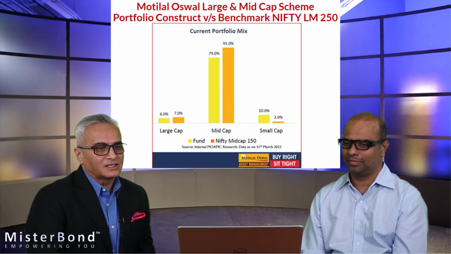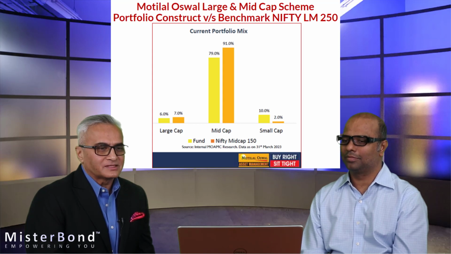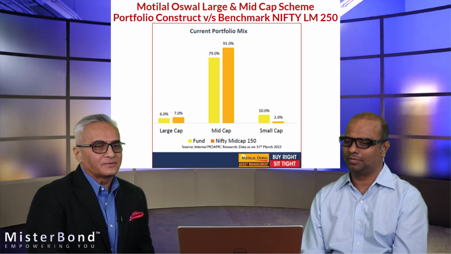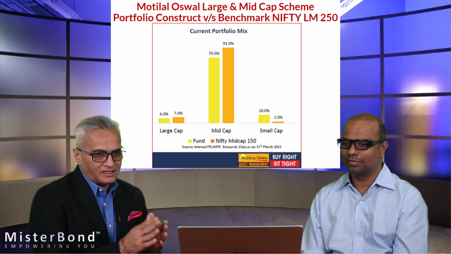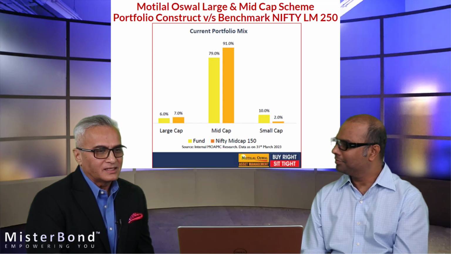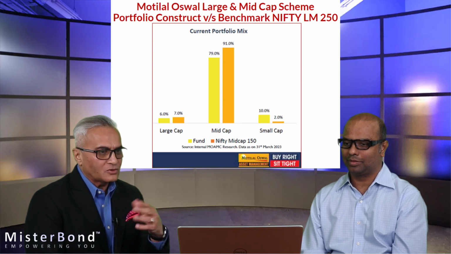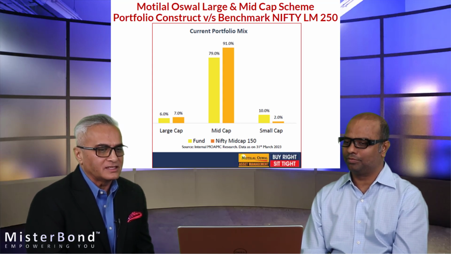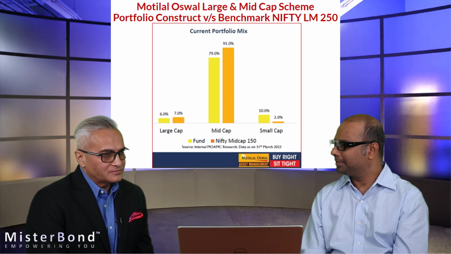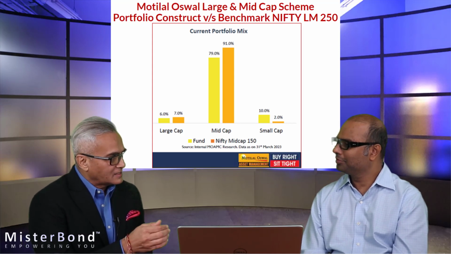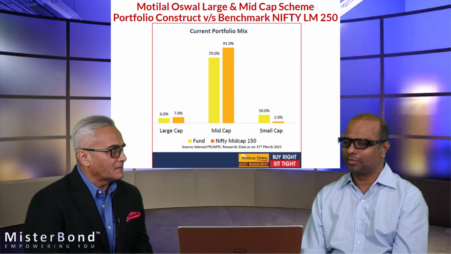Now let's talk about your own mid-cap space. As on 31st of March 2023, your portfolio was underweight large cap, 6% versus 7% in Nifty Midcap 150. Underweight in mid-cap, 79% versus 91%, if the Nifty Midcap 150 is your benchmark. Correct. But you are overweight in small cap, 10% versus 2% in Nifty Midcap 150. Right. So some rationale behind why small cap overweight and why underweight in mid cap and large cap.